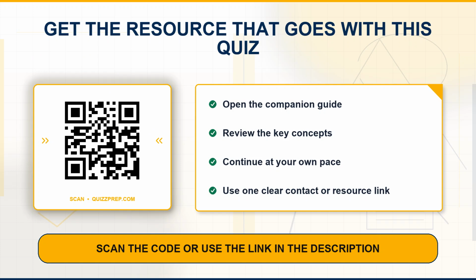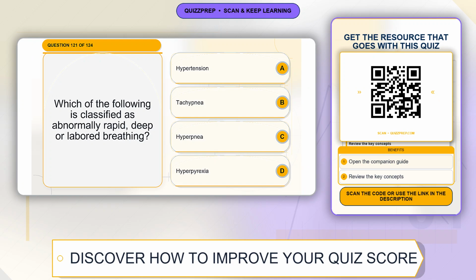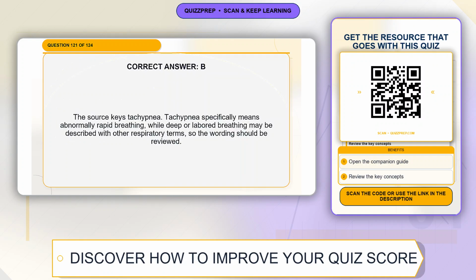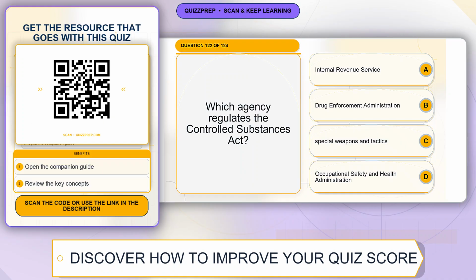Question 121. Which of the following is classified as abnormally rapid, deep, or labored breathing? Option A, hypertension. Option B, tachypnea. Option C, hypernia. Option D, hyperpyrexia. The correct answer is option B, tachypnea. Explanation. The source keys tachypnea. Tachypnea specifically means abnormally rapid breathing, while deep or labored breathing may be described with other respiratory terms, so the wording should be reviewed.